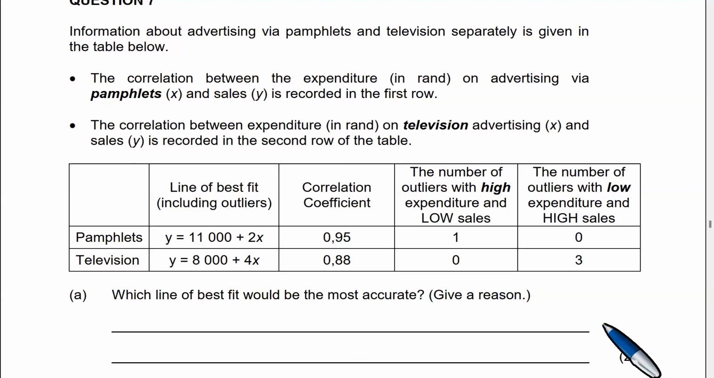Okay, here's the answer to that. You can see that the pamphlet has a 0.95 correlation coefficient, but the television has a 0.88 correlation coefficient, and therefore which one would be more accurate? Clearly the pamphlets.